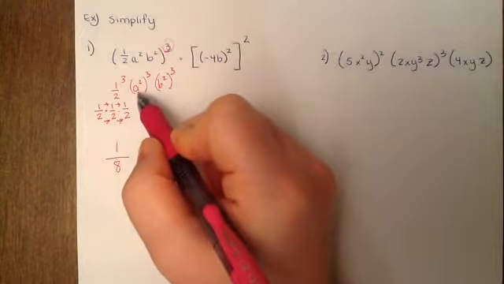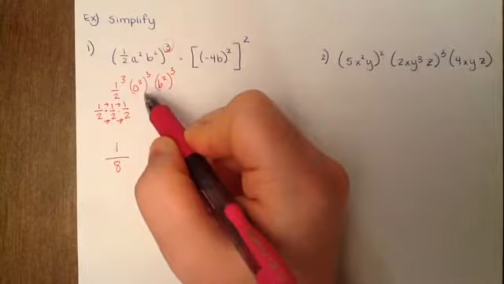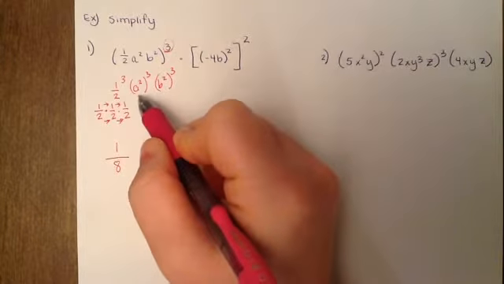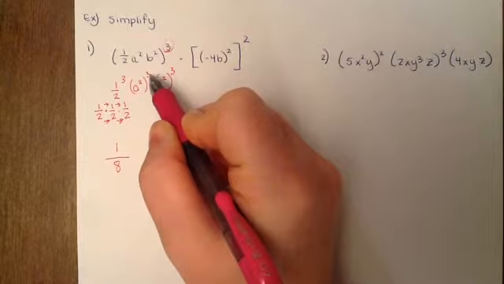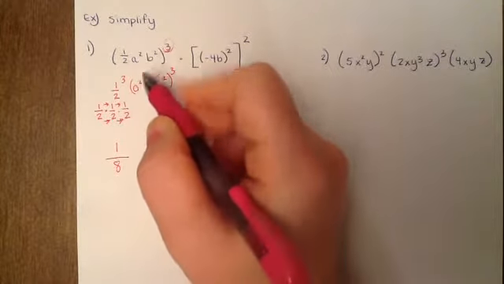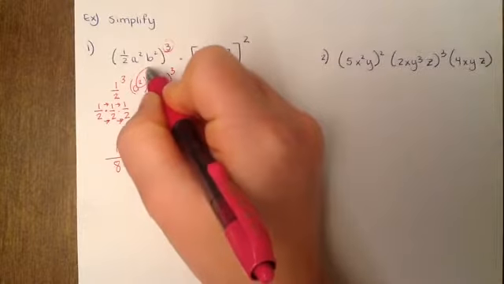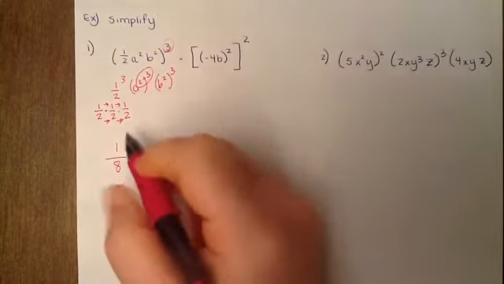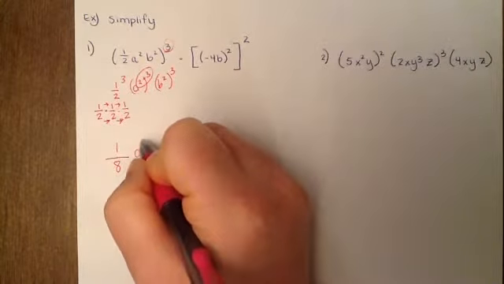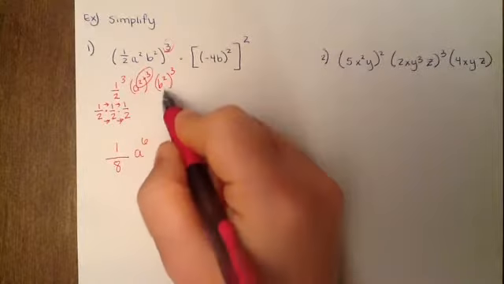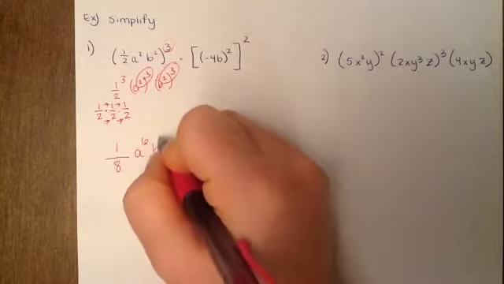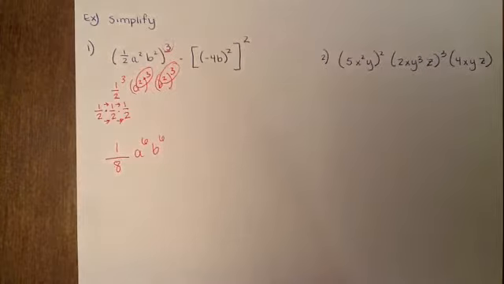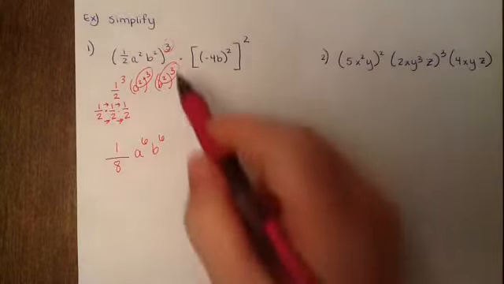If we come back up here, I have a squared cubed. What did the rules say we needed to do with exponents if I have an exponent to an exponent? Power to a power. Multiply those. So we get a to the 6th. And lastly, power to a power, b to the 6th. So there's the first parenthesis.